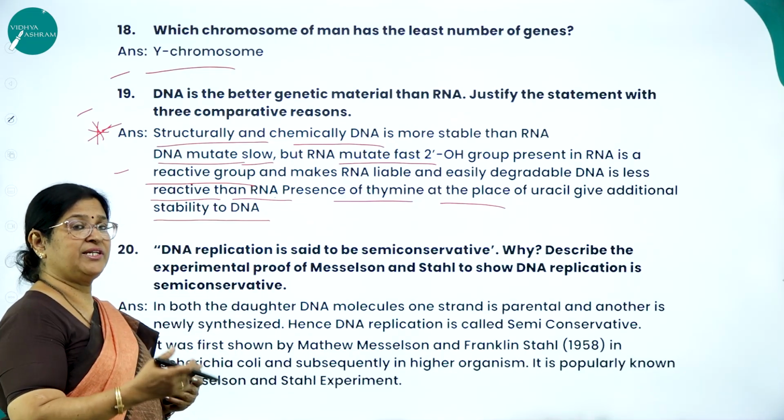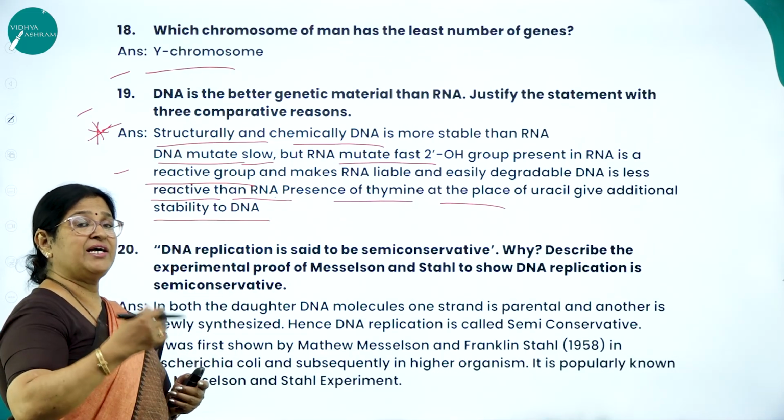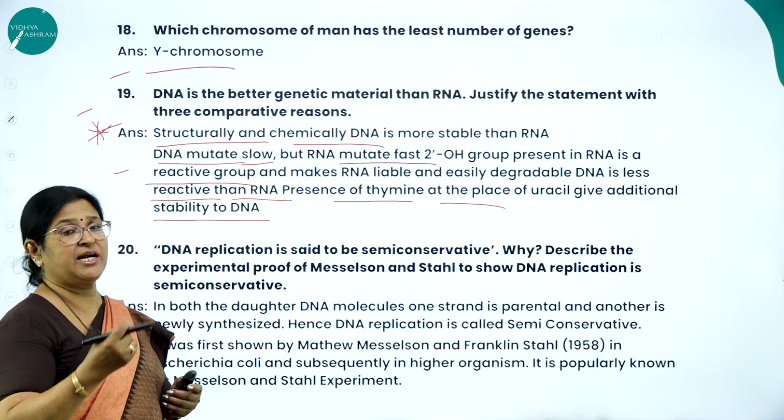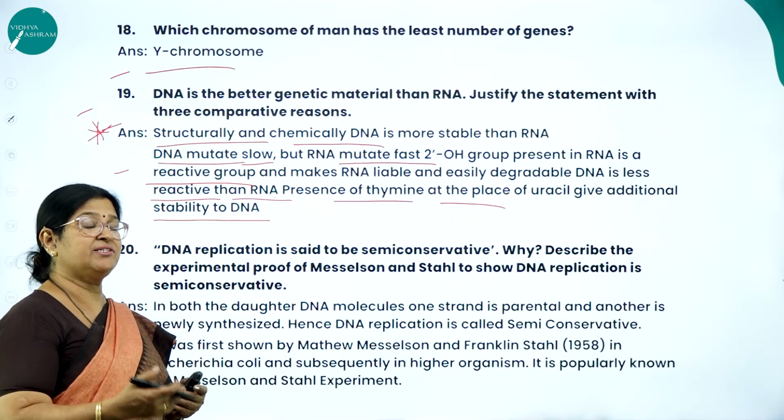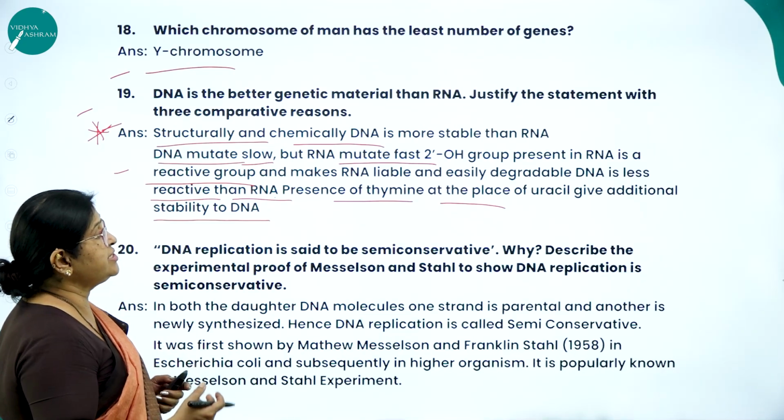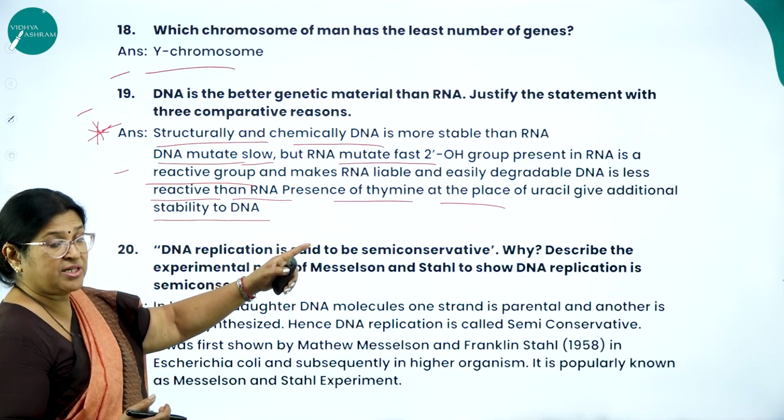Adenine, guanine, cytosine, and thymine are present in DNA. Whereas in RNA, what are the 4 nitrogenous bases? Adenine, guanine, cytosine, and uracil. So the thymine of DNA is replaced by uracil. That is the reason why thymine in place of uracil gives what?